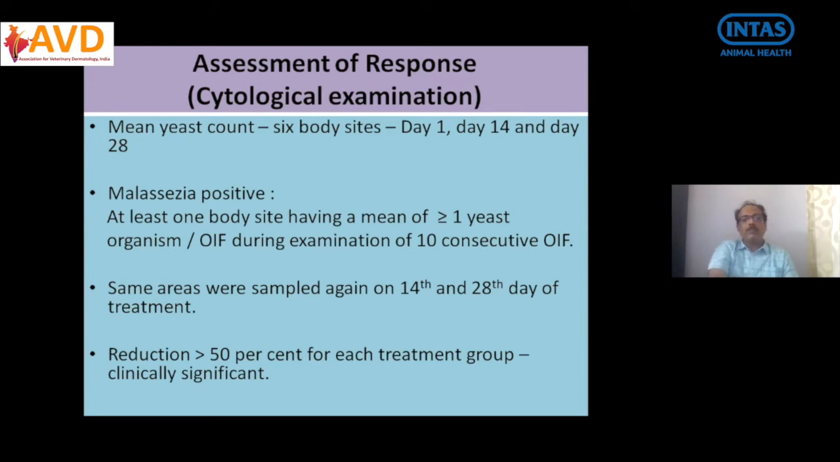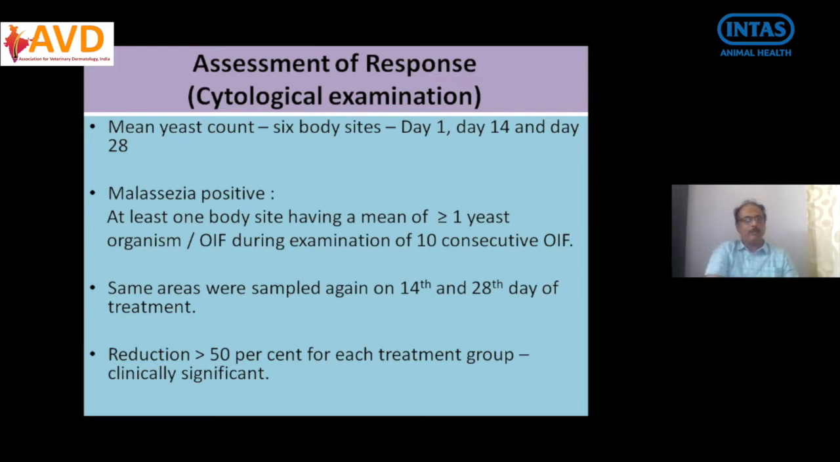Mean yeast count you can take from 6 different body sites at different days of treatment, and Malassezia positive cases are those with at least one body site having a mean of more than one yeast organism in an oil immersion field, and you have to count it for 10 consecutive oil immersion fields. So it's slightly confusing. Only thing is that you have to take scrapings from 6 different sites.